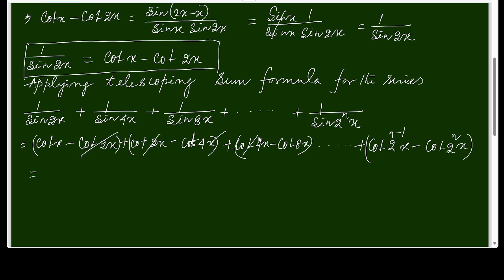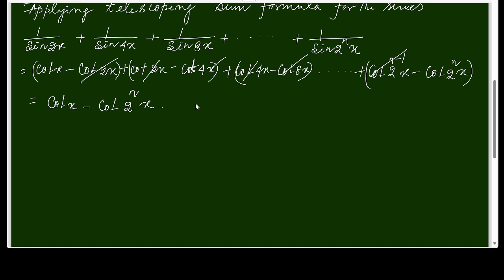All the terms will be cancelled. First term will be left, cot x, and the last term is cot 2 to the power n x. So we are getting the RHS. It is proved.